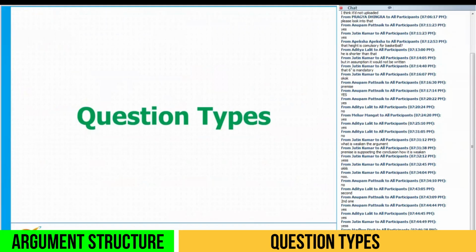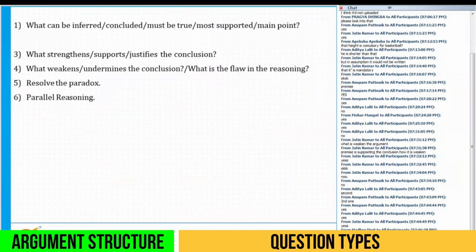Now, in what ways are you going to see the questions? What are the kind of questions that you will normally encounter in critical reasoning? One question can be, what is the conclusion? What can you infer? What can you conclude? What must be true? What is most supported by the paragraph? What is the main point? This happens when there is no conclusion in the argument itself. In the paragraph, there is no conclusion. The question is asking you to find out the conclusion.